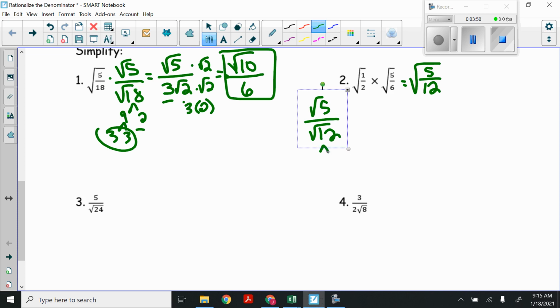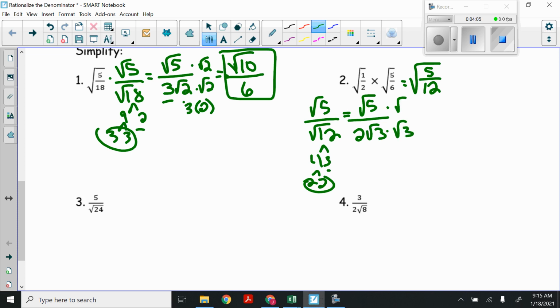Again, I can do a factor tree on 12. That came from 4 and 3, 4 is 2 and 2. So on the top, I still have the square root of 5. The bottom, I have 2 square roots of 3. I cannot have that radical in the denominator, so I multiply top and bottom by that radical, the square root of 3. So on top, square root of 5 times square root of 3 is the square root of 15. Over on the bottom, 2 times 3. So I get the square root of 15 over 6.